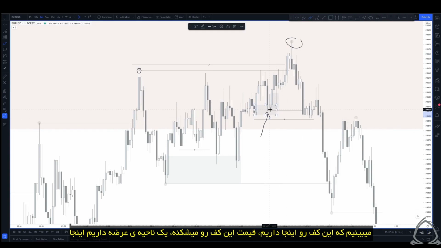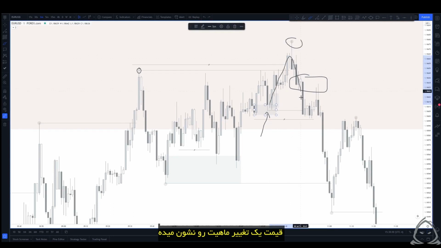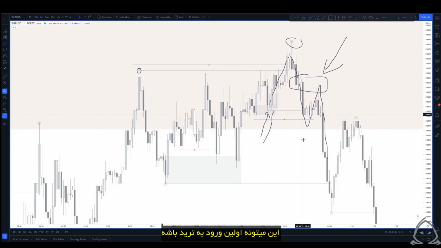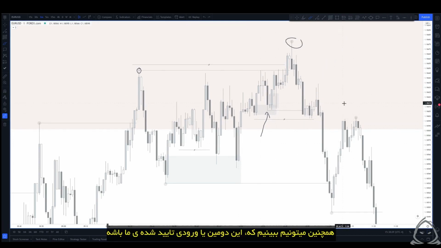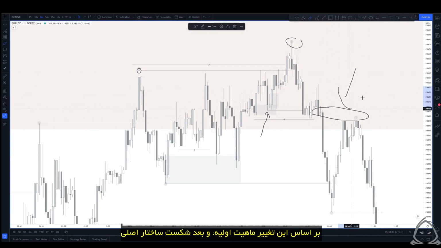what we can see is we have this low right here. Price breaks this low. We have this supply zone right here. Price is showcasing a change of character. This would be a potential first entry based on this substructure. And what we could also look at is this would be the second or more confirmed entry based on this initial change of character and then breaking true structure.